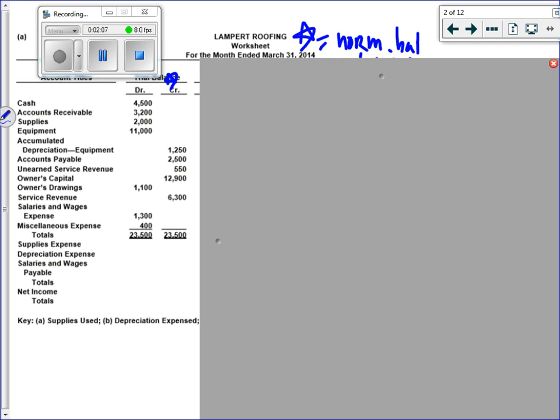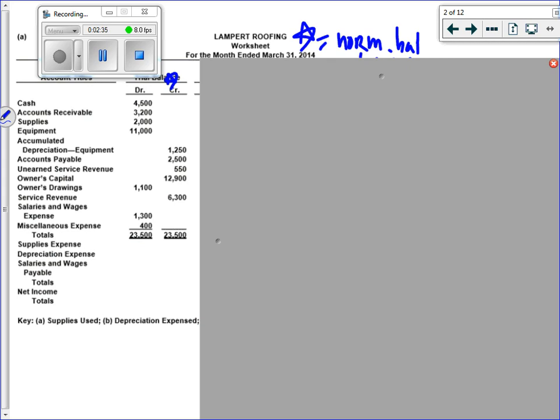I'm on page 200 now. Other data, 1, 2, 3, 4. It looks like we're doing 4 adjusting entries, which will be labeled 1, 2, 3, 4. No, they will be labeled A, B, C, and D. Okay. Let's just start. A physical count reveals only $550 of our roofing supplies are on hand.